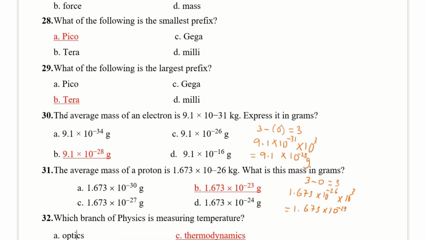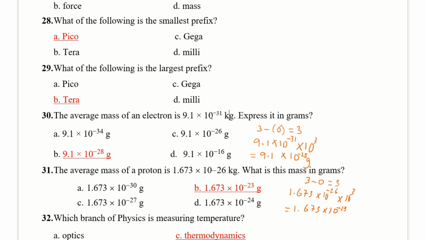Question 30. The average mass of an electron is 9.1 times 10 to the power of negative 31 kilograms. Express it in grams. So from kilogram to gram, how will you convert? First of all, you write the exponent. What's the exponent of kilo? It is 3. Minus the exponent of gram, which is 0. So 3 minus 0 will be 3.